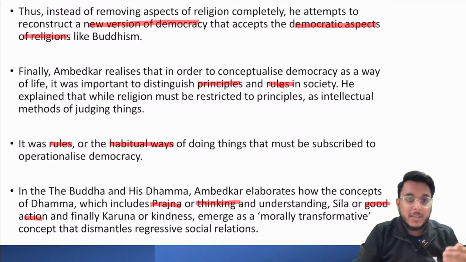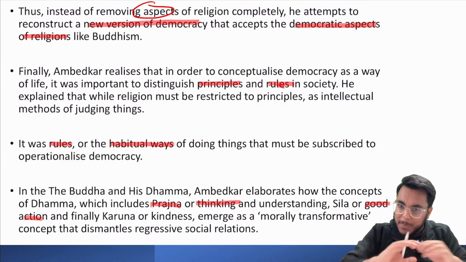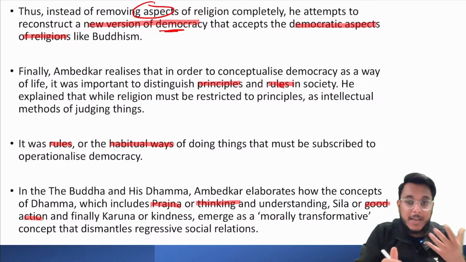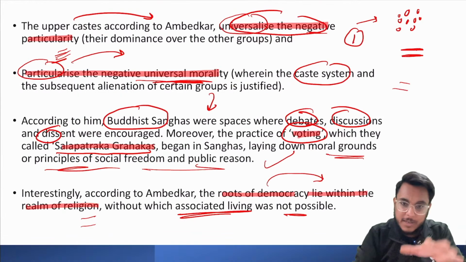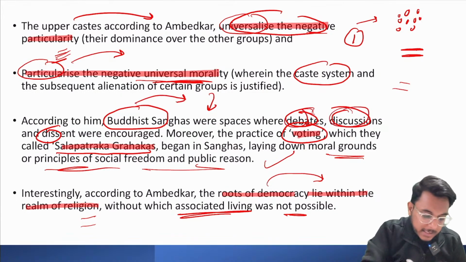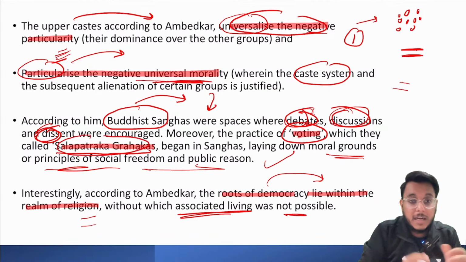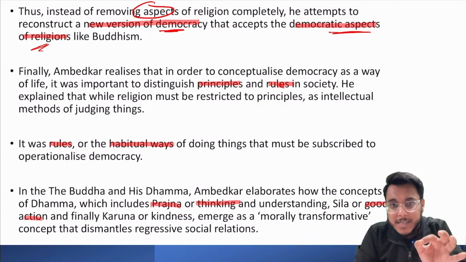He provides this particular thing that rather than completely removing religion, we need to construct a type of democracy in which the democratic aspects of religion are also taken. If you go to the previous slide and see the Buddhist sanghs, debates, discussions and dissent are given more importance. Salpatra Grahak, voting, is given very important place. So within the religion, the democratic aspects are there.